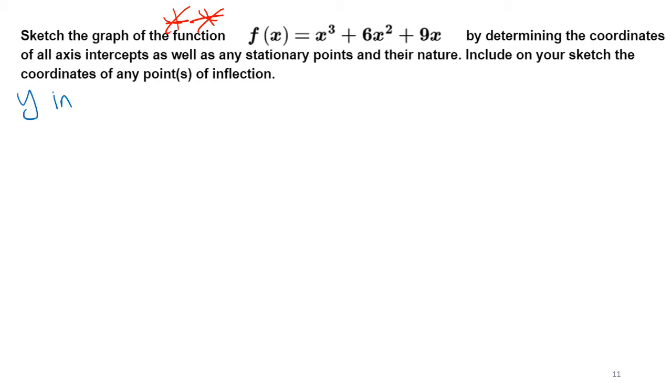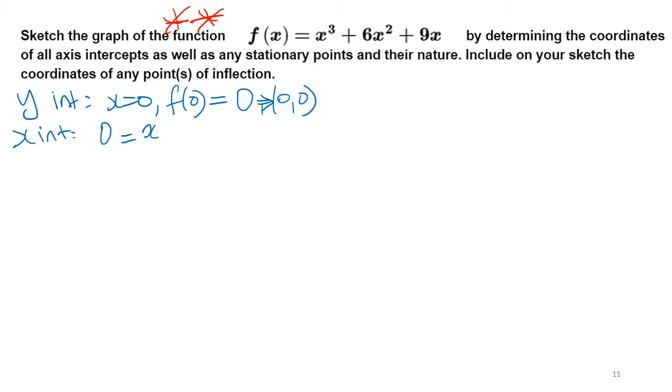Y-intercepts are always the easiest to find. That happens when x equals 0. If x equals 0, then f of 0 would be 0, because just subbing into the original equation, 0 plus 0 plus 0 equals 0. So the y-intercept is at (0, 0). Let's work out the x-intercepts. X-intercepts happen when y equals 0.